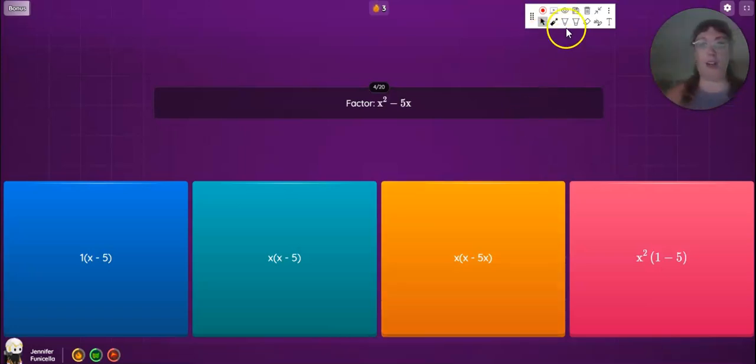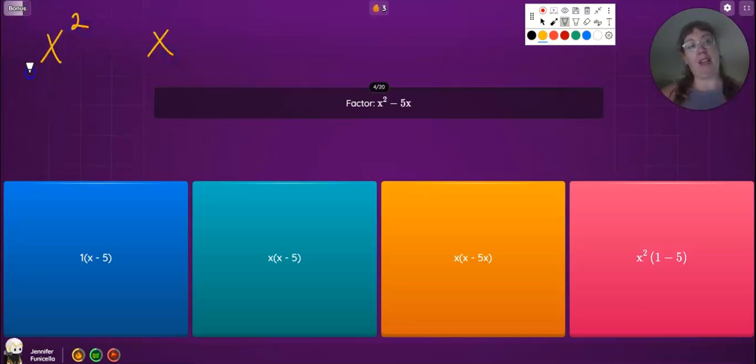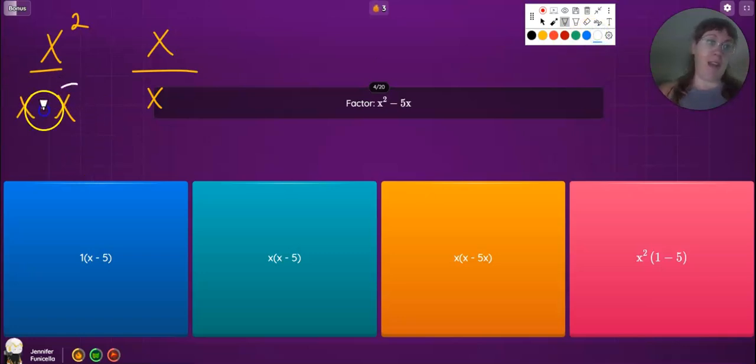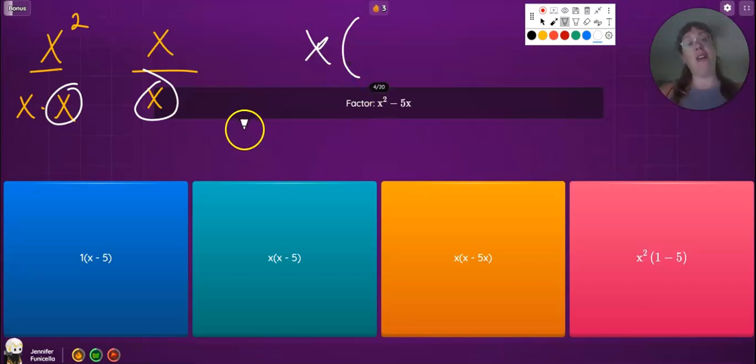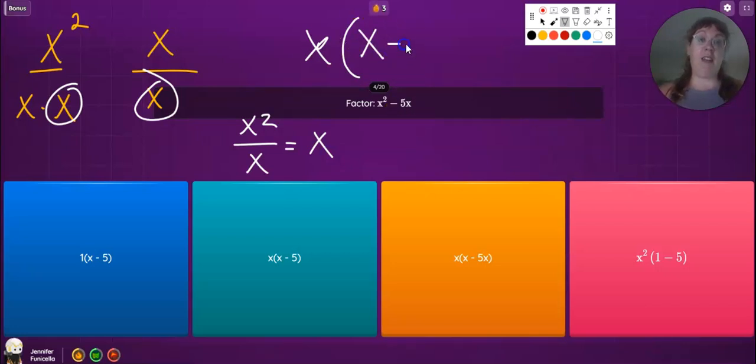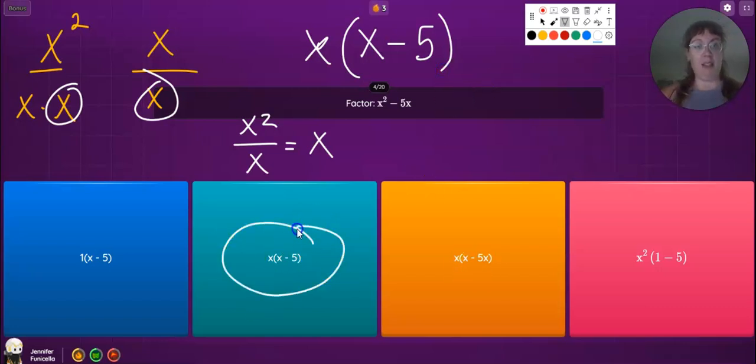Question 4. Now we're going to start factoring. So we have an x squared and minus 5x. So x squared is x times x. X is just x. So we can only factor away 1x. X squared divided by x is just x. And negative 5x divided by x is minus 5. So we have x times x minus 5.